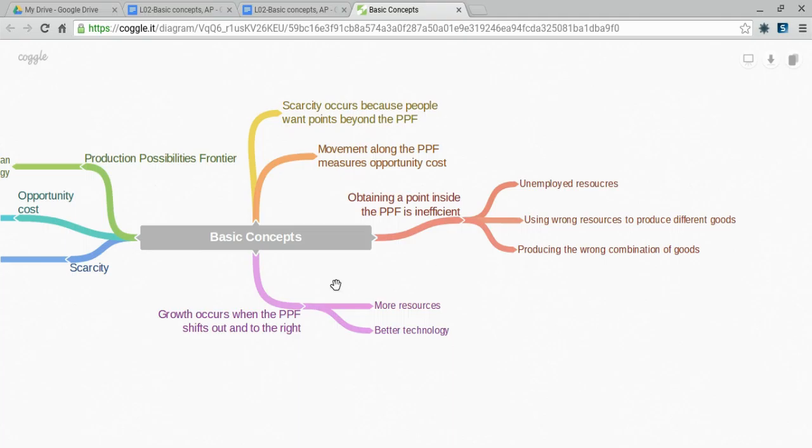The production possibility frontier is not static. It can increase, which means it shifts out and to the right, or it can decrease, which means it shifts down and to the left. Growth occurs when the frontier shifts out and to the right. Growth occurs when the economy obtains more resources or when it obtains or develops better technology.